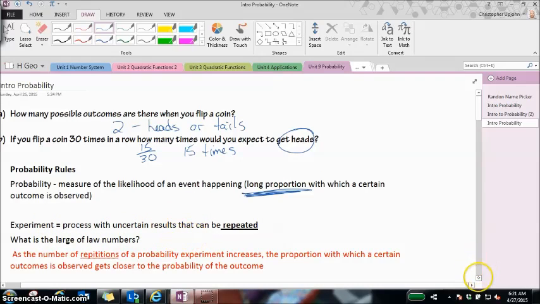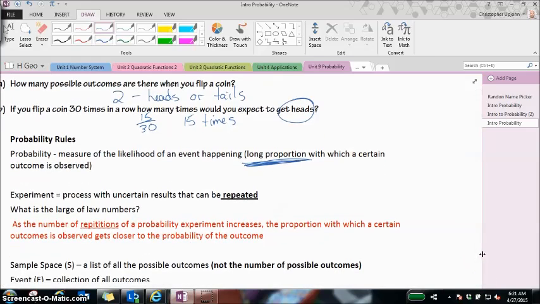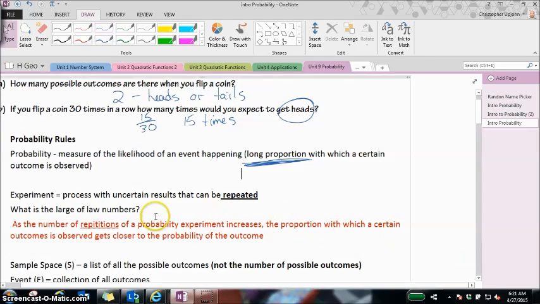What is the law of large numbers? As the number of repetitions of a probability experiment increases, the proportion with which a certain outcome is observed gets closer to the probability of the outcome. So the more times we do it, the closer we really get to the probability that we should have. Things happen, the world's not perfect. If we flip the coin 30 times, we may not get 15 heads. Most likely we will not.